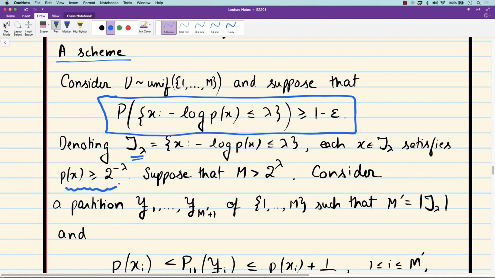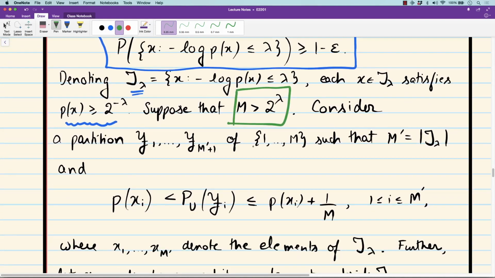Now we set m to be greater than 2 to the power lambda, the same lambda, and we consider a partition of 1 to m. Since each probability is greater than 2 to the power minus lambda, we can say something about the cardinality of this set. If you sum the probabilities of all the elements of this set, that sums to at most 1. But each element has probability more than 2 to the power minus lambda. Therefore, there are at most 2 to the power lambda elements in this set.